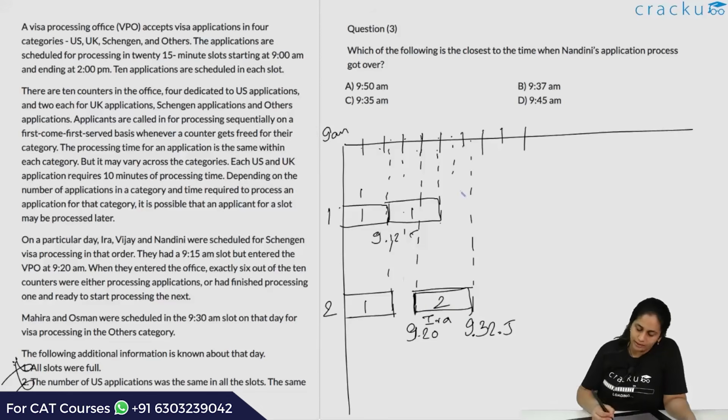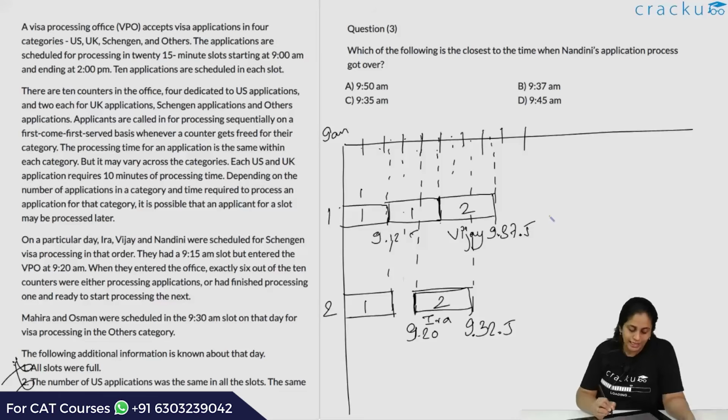Now you start Vijay's application. Vijay's application starts at 9:25. It will get over at 9:37.5. So this is slot 2, this is Vijay, and it is over at 9:37.5. Next is Nandini. This counter is free at 9:32.5. The other counter is free at 9:37.5. So Nandini's process will be done over here.